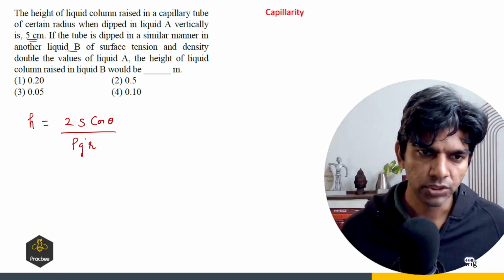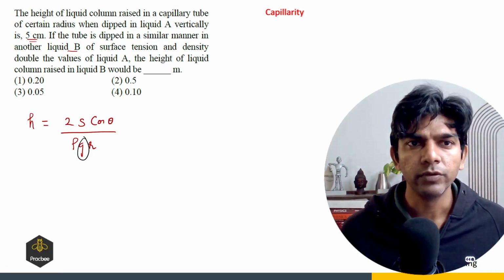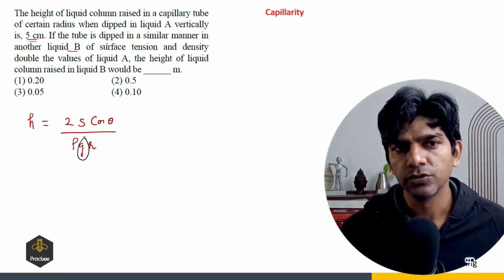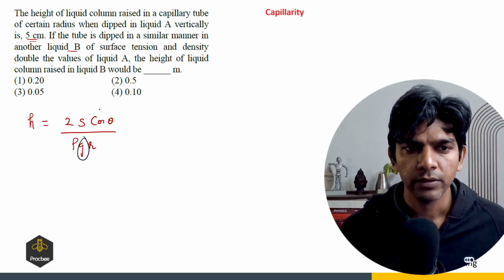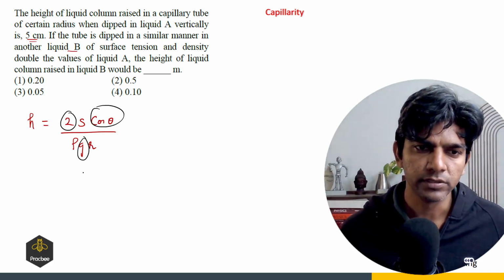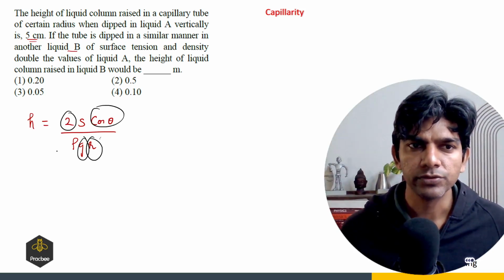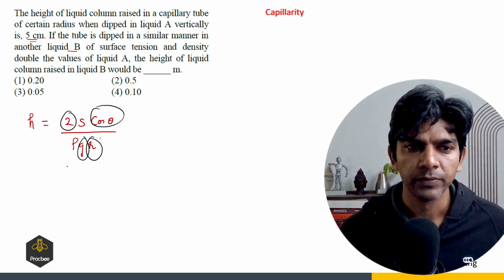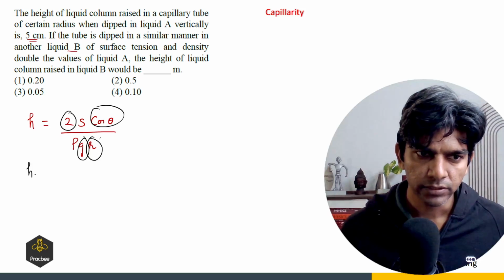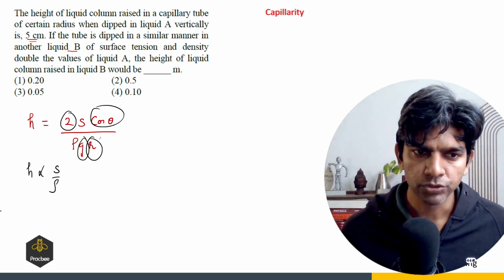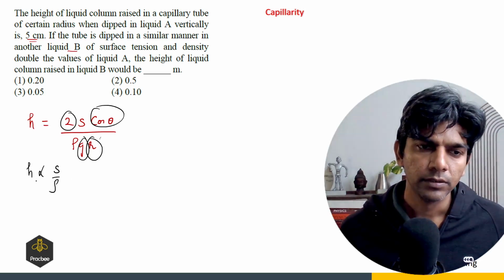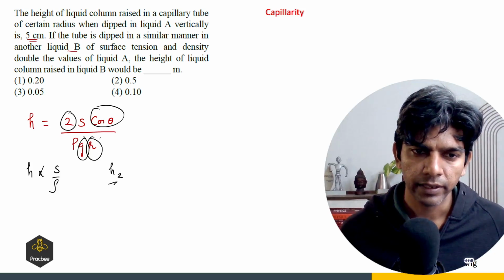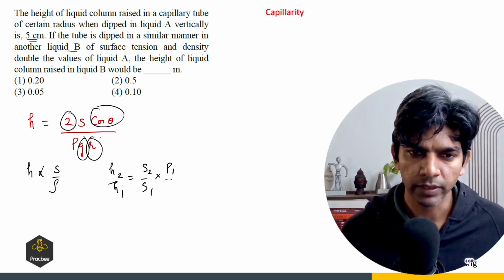So here g will be same. No information is given about the contact angle, so I'm assuming contact angle is also same, right? So this is same, 2 is constant. Radius of the capillary is also same. I'm assuming this because no information is given. So we can say h is directly proportional to S and inversely proportional to the density of the fluid. So here h2 by h1 will be S2 by S1 times rho 1 by rho 2.